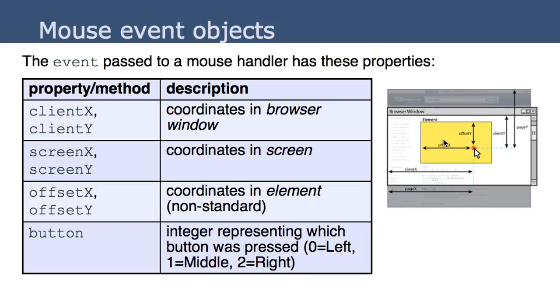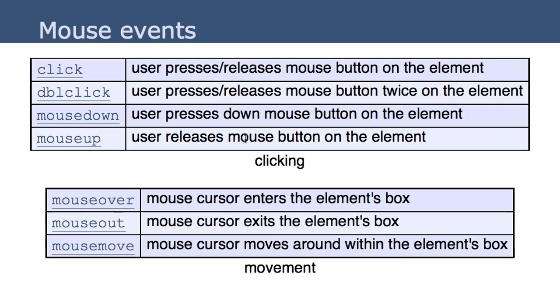So I think what we're going to have to do is, let's see, in order to get its position, I think we're going to have to use this non-standard offset x and offset y, which are its position within its containing element. So let's do that. And we're going to make use of mouse down. When we mouse down, we're going to start moving the box.